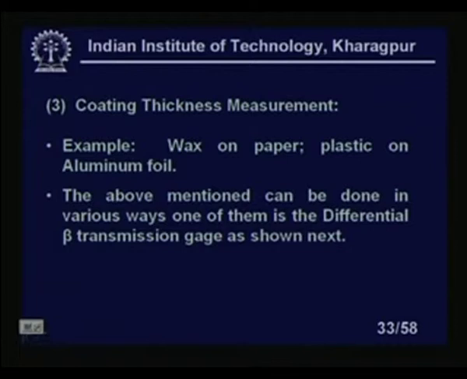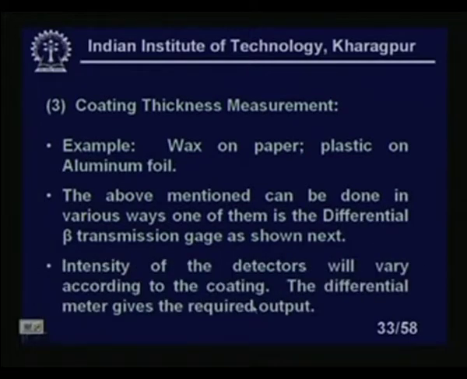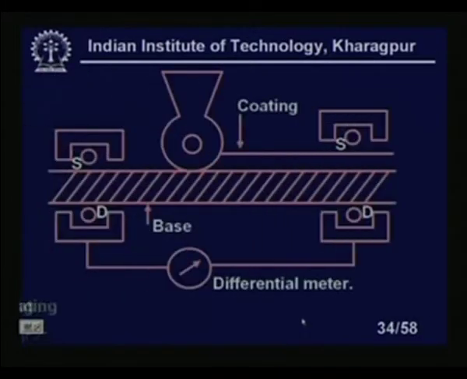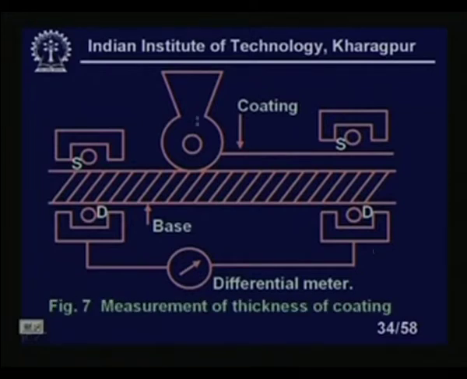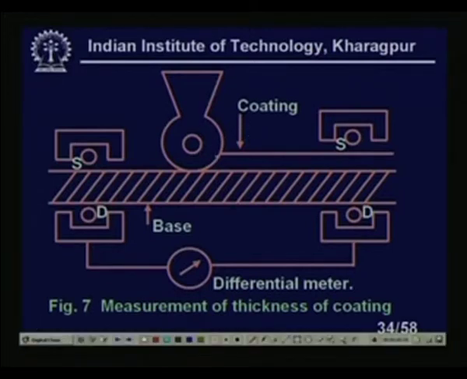The above mentioned method which I have discussed can be done in various ways. One of them is the differential beta transmission gauge, as shown next. What is that? Intensity at the detectors will vary according to the coating, and the differential meter gives the required output. Let us look at it. I have a coating coming through here, and suppose this is paper on which I am making the wax coating. The wax is coming through this and making a coating. So, I have a source and a detector.